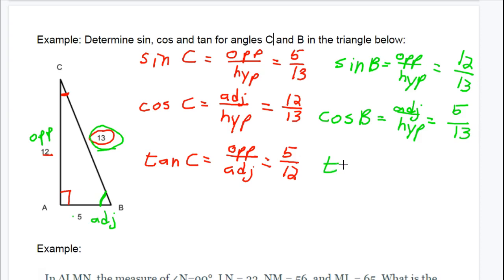And my tangent of angle B. Tan B is going to be opposite over adjacent. SOHCAHTOA, TOA. So my opposite is 12, and my adjacent is 5. As long as you know which angle you're talking about, just make sure you're setting it up properly. The hypotenuse is always opposite the right angle. If I'm talking about side C, this is now opposite, this is adjacent. It just depends on which angle you're looking at.